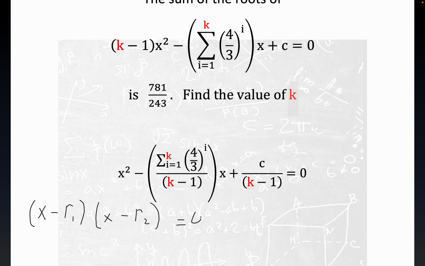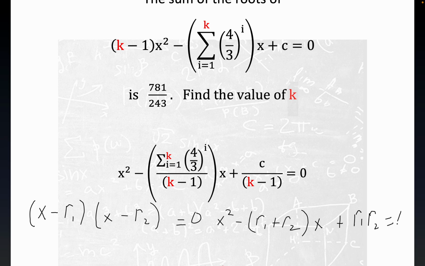So when you expand this out, you get x squared minus the sum of the zeros, and it's minus the sum of the zeros. The minus sign sticks around. If you look at how that expansion would go, it's minus (R1 plus R2), the sum of the roots. That's the coefficient of x. And then the product of the roots is your constant term. Of course, that's equal to 0.